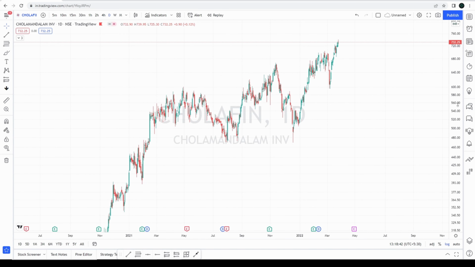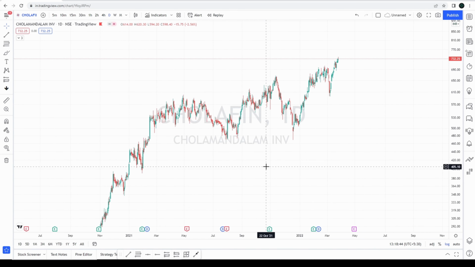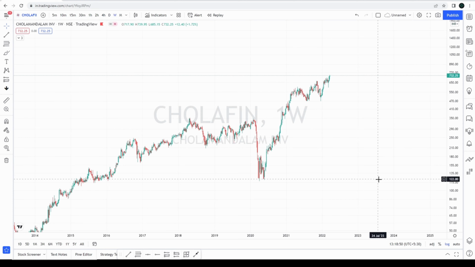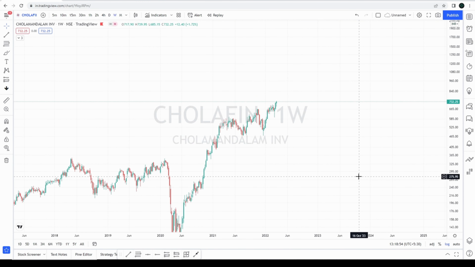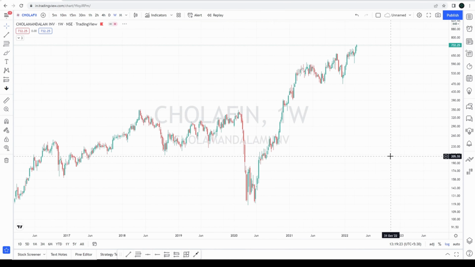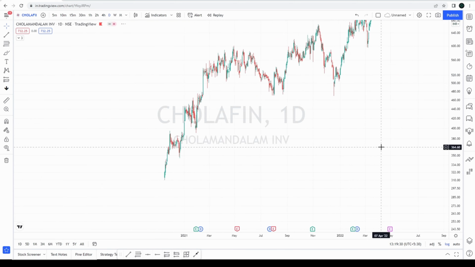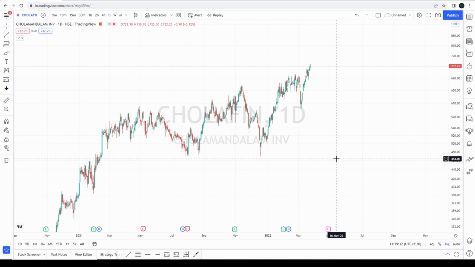So the first stock is Chola Finance. What I do first is go to the weekly time frame. I'll see whether I have any opportunities or not, whether I have any good patterns. Then after that, if I do not see any patterns, I'll go to the daily time frame. So let me see what I can draw on this particular chart.